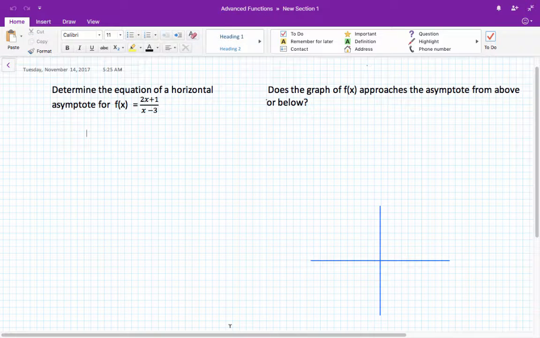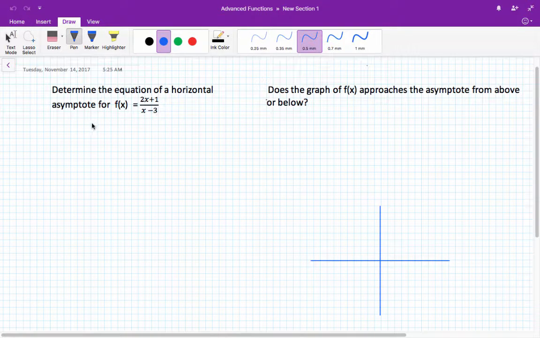Have asked me about determining the equation of a horizontal asymptote in a formal method. So with this particular one, we can see that the degree of the top is the same as the degree of the bottom. They're both degree 1. And the quick way is to divide the coefficients of the highest degree terms, which would be 2 divided by 1 in the denominator, which would give us 2.